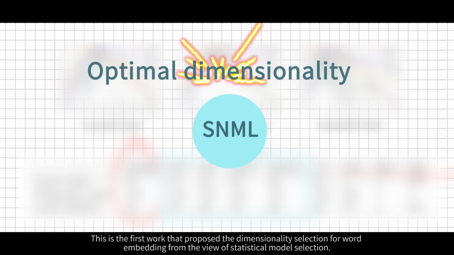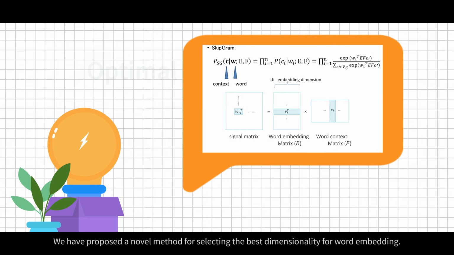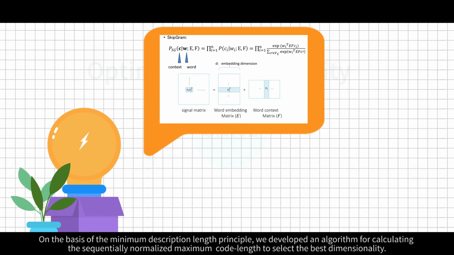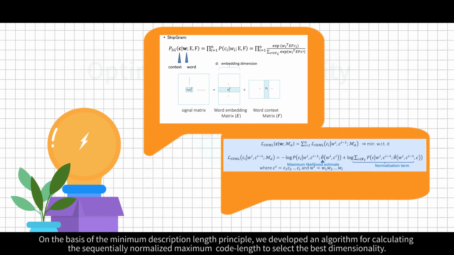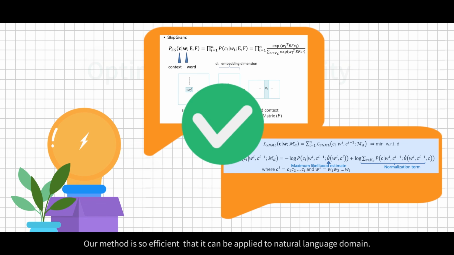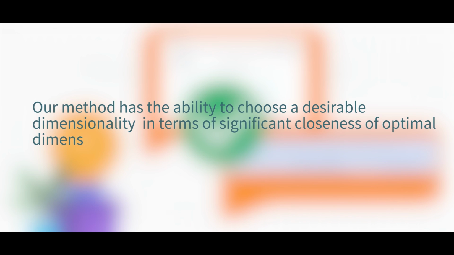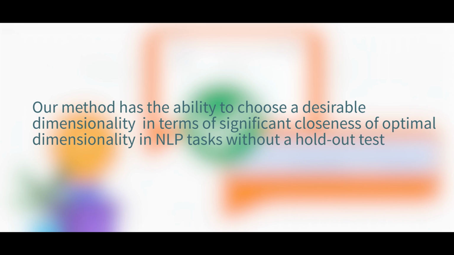This is the first work that proposed the dimensionality selection for word embedding from the view of statistical model selection. We have proposed a novel method for selecting the best dimensionality for word embedding. On the basis of the minimum description length principle, we developed an algorithm for calculating the sequentially normalized maximum code length to select the best dimensionality. Our method is so efficient that it can be applied to natural language domain. Our method has the ability to choose a desirable dimensionality in terms of significant closeness of optimal dimensionality in NLP tasks without a holdout test dataset.